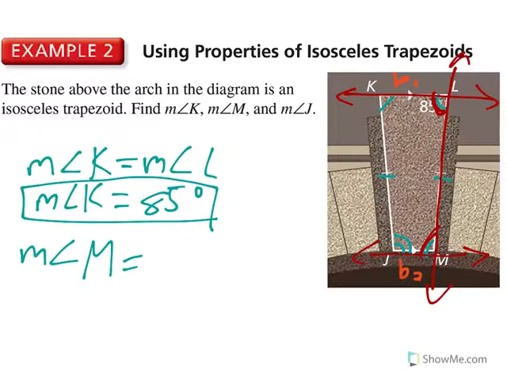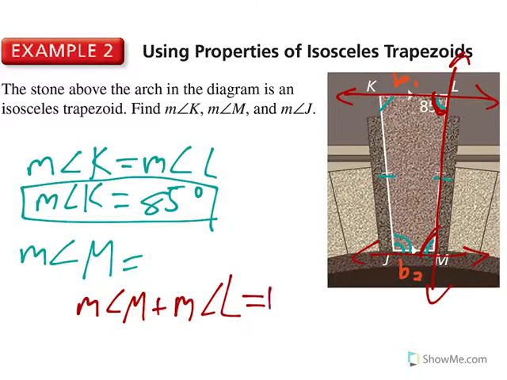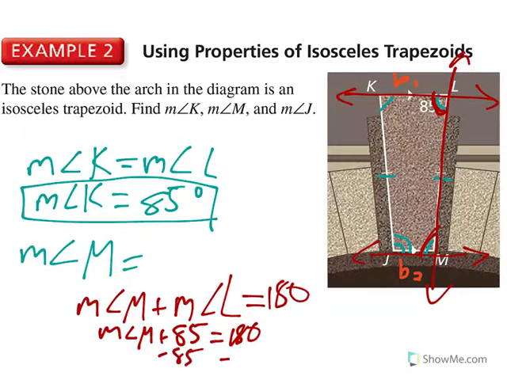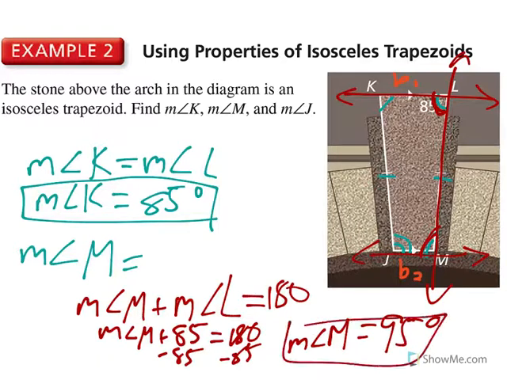So that would mean that if I add up the measure of angle M plus the measure of angle L, they would equal 180 degrees. They're supplementary. So all I have to do is substitute and solve. So I have 180 minus the measure of angle L, and I get the measure of angle M is equal to 95 degrees.